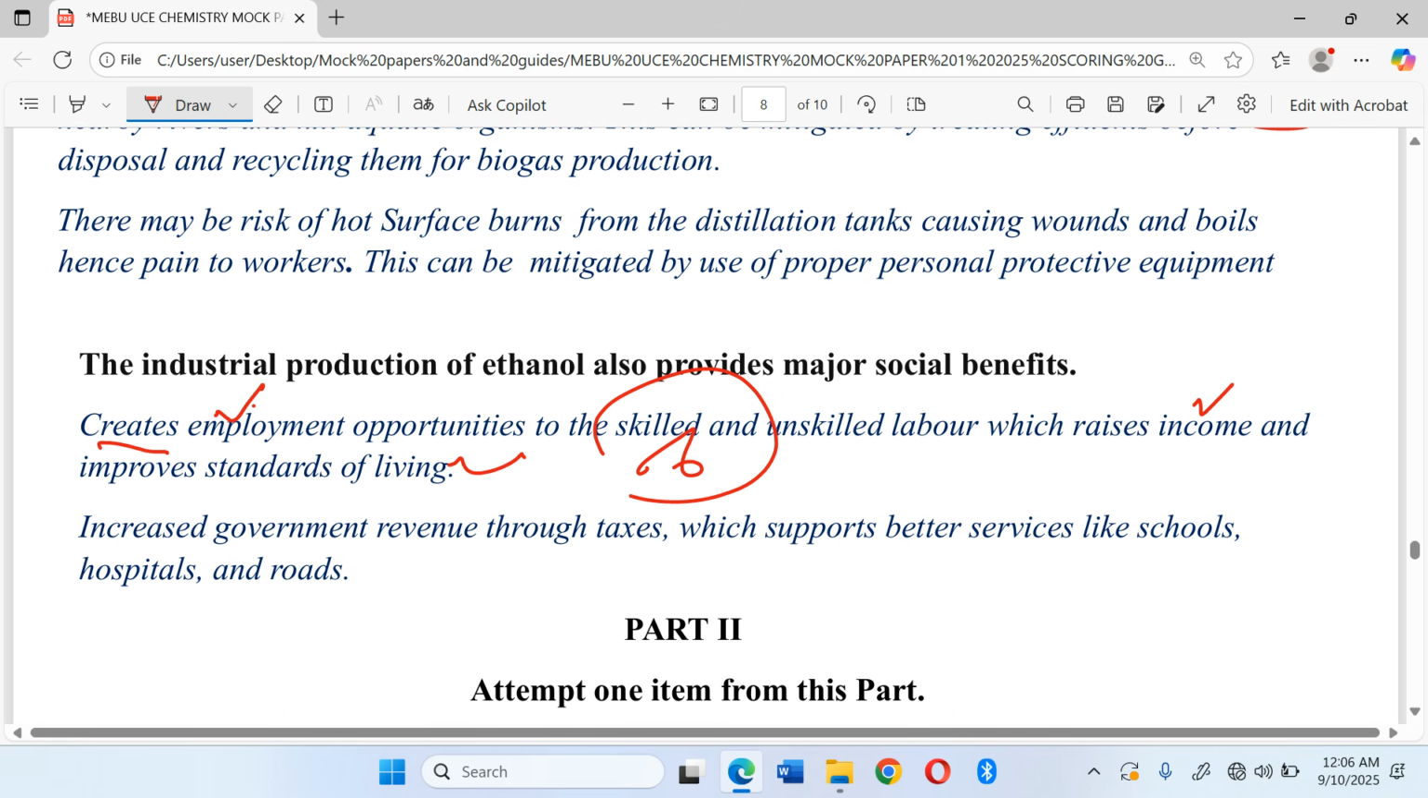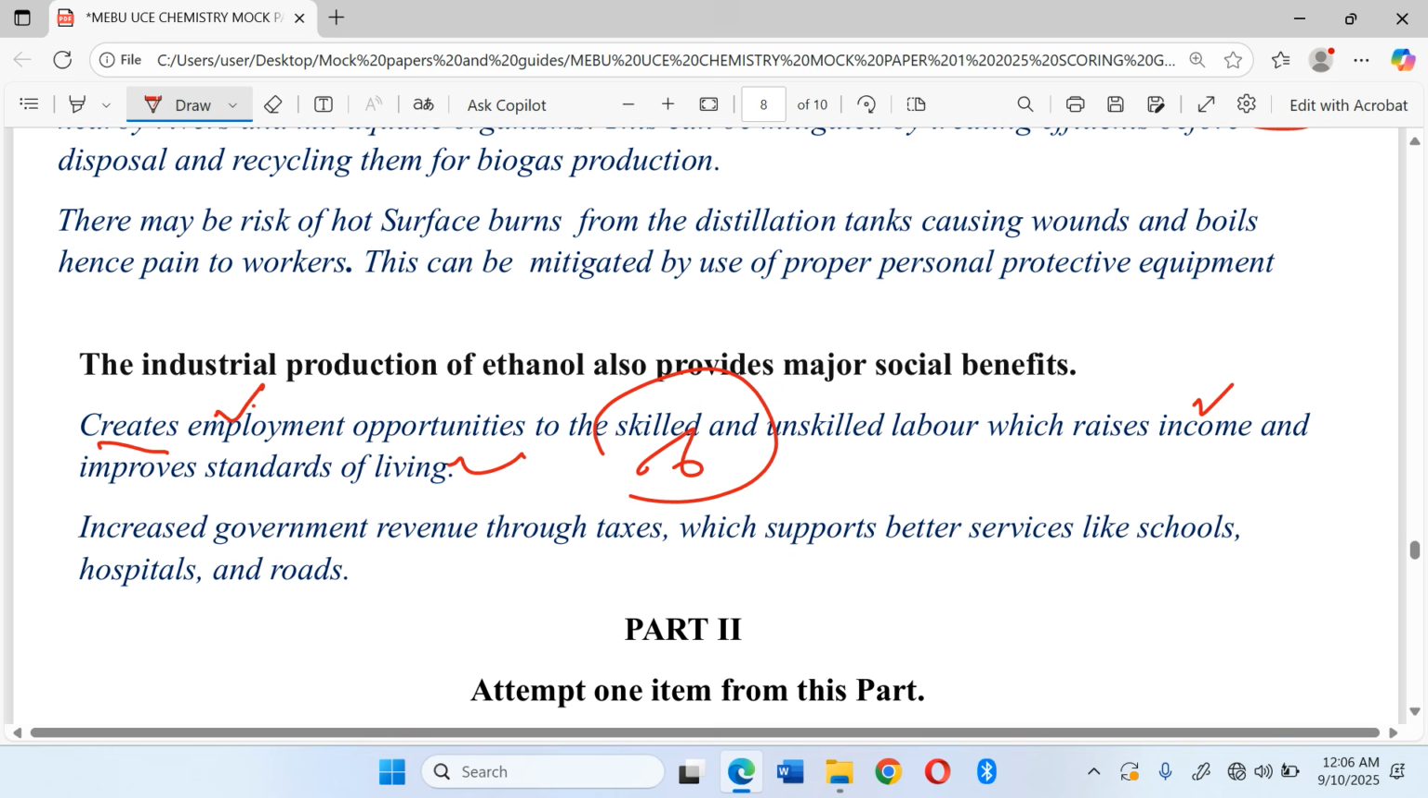So saying that another point, you can say that increased government revenues through taxes, which support better services like schools, roads, and hospitals. So any point you give, so long as you make sure you're talking about the social benefit of this industrial production of ethanol, industrial preparation of ethanol or production of ethanol.